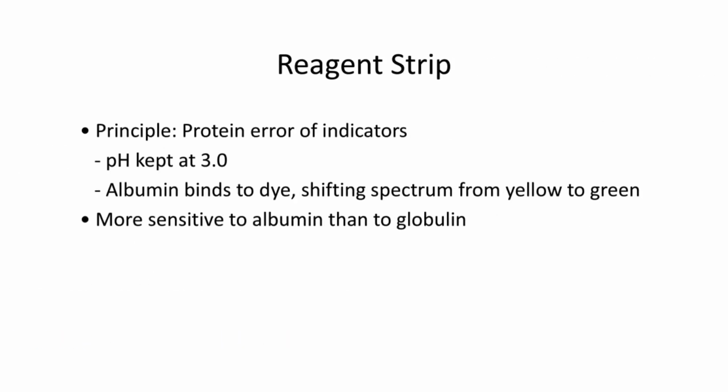Protein in urine is detected using the reagent strip method, which relies on the principle of protein error of indicators. In this test, the pH of the protein-sensitive area is maintained at 3.0. Albumin in the urine binds to the dye, shifting its spectrum so that the color appears to change from yellow to green. The test is more sensitive to albumin than to globulin.